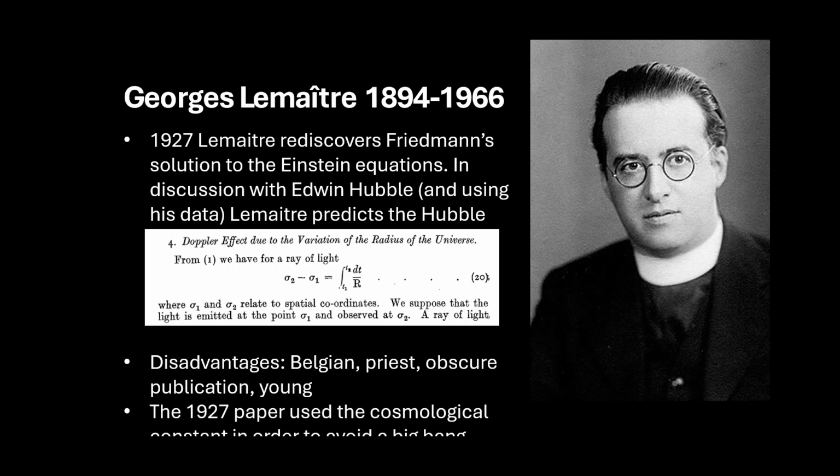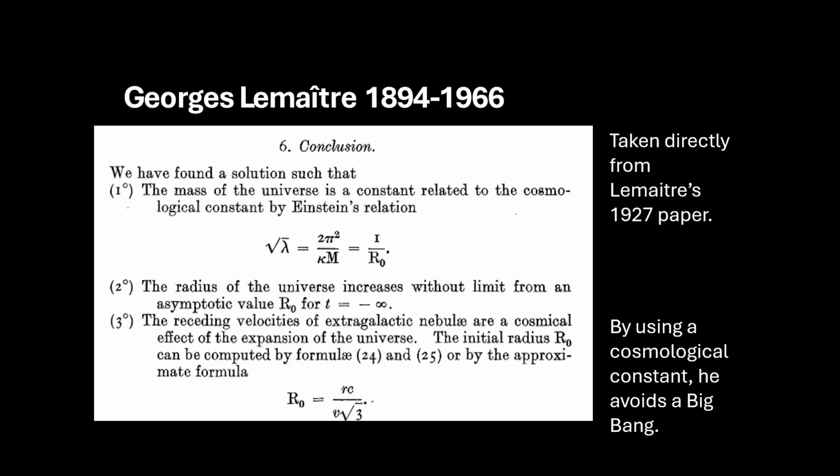His 1927 paper used the cosmological constant. So, for example, this comes directly from his 1927 paper, and he has that, it's a square root of lambda, but there it is, lambda, the cosmological constant, right there in his paper. He does this in order to try to avoid a Big Bang. So even in 1927, despite the fact that Georges Lemaitre has rediscovered the Friedman solutions, he's trying to avoid that by keeping that cosmological constant around.